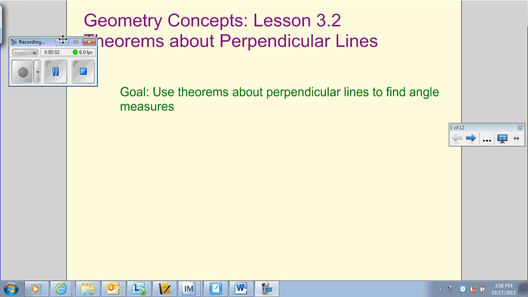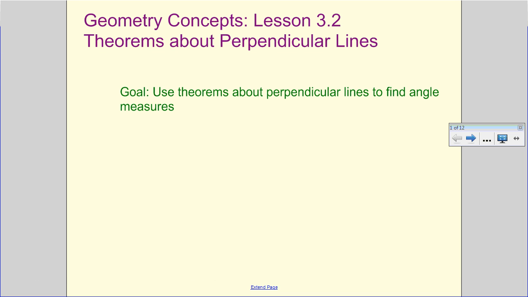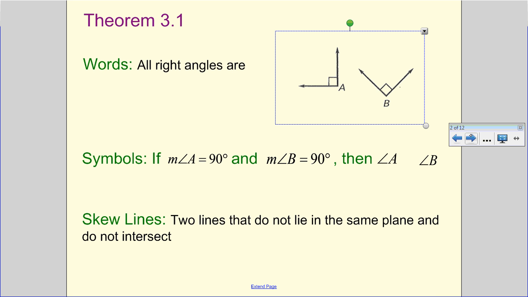All right, we are here at lesson 3.2, theorems about perpendicular lines. I always get excited when we see the word theorems because that's going to be where we explain our logic. So we're going to use theorems, we're going to use the facts we know about perpendicular lines, primarily to find angle measures and relationships. So let's take a look at what that looks like.